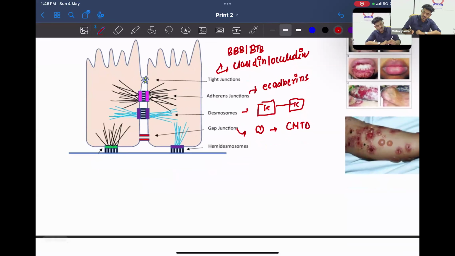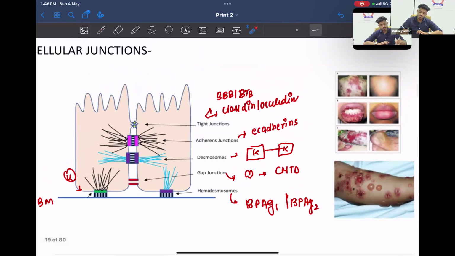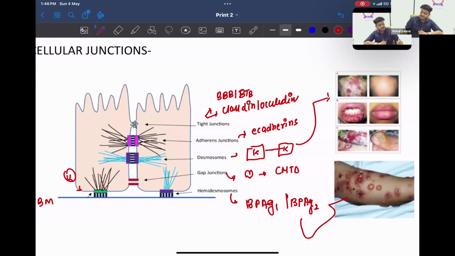And hemidesmosomes are going to bind these keratinocytes to the basement membrane. So they are going to bind these cells to the basement membrane. These are known as hemidesmosomes. What are the examples we are having? We are having BPHE1, BPHE2. This thing also we are going to discuss tomorrow. So if there is mutation of desmosomes, you will be having a disease. And if there is mutation of BPHE1 and 2, you will have a disease.